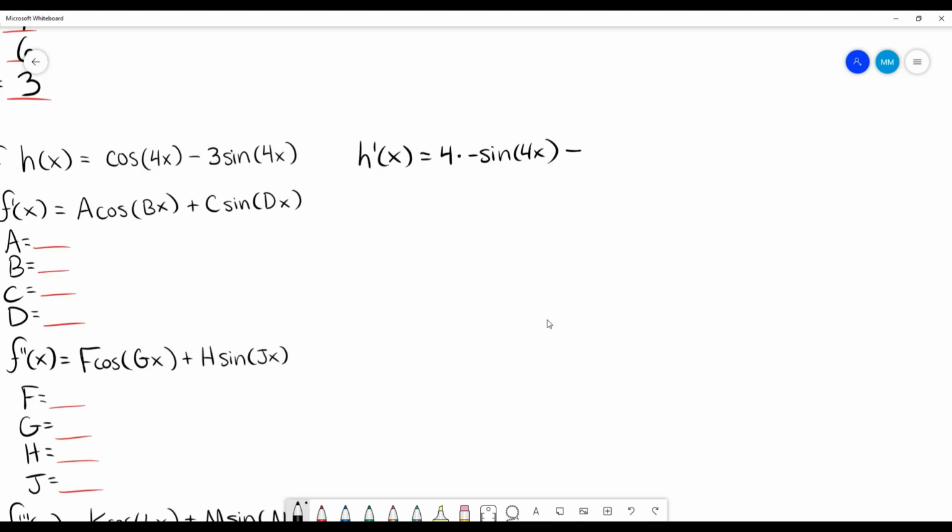And then minus, we've got same thing here. So 3 sine of 4x. 4x is our inside. So derivative of 4x is 4. 4 times 3 is 12. Derivative of sine is cosine. Bada bing, bada boom.